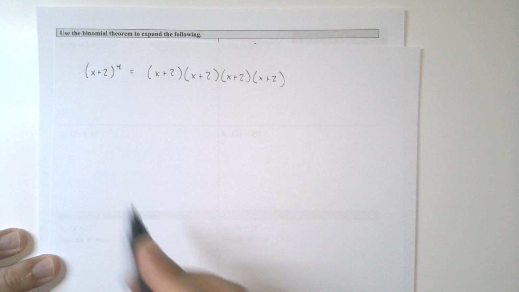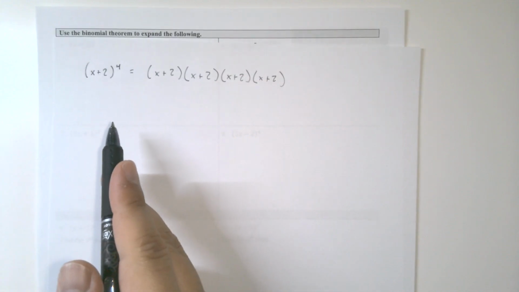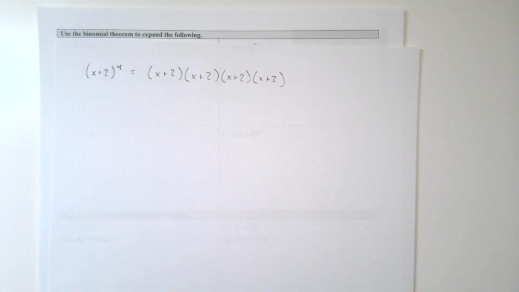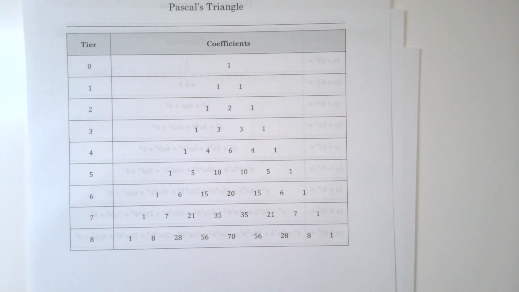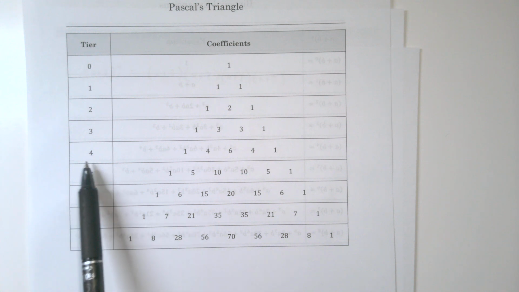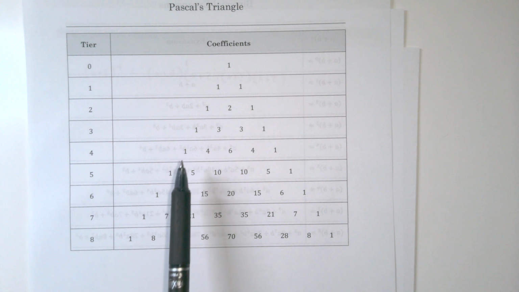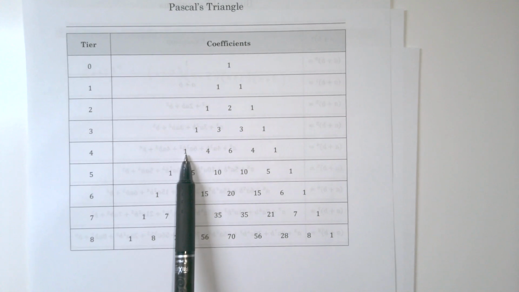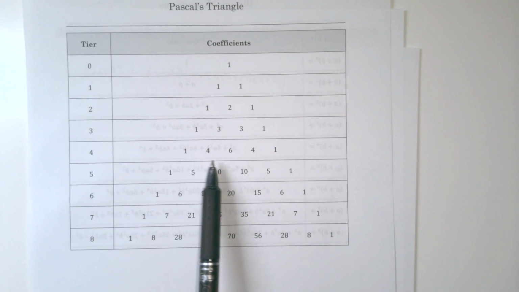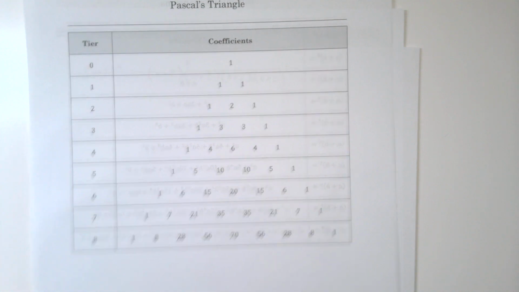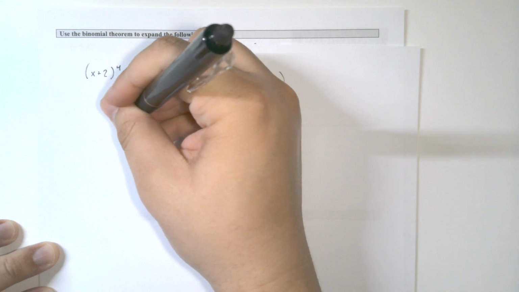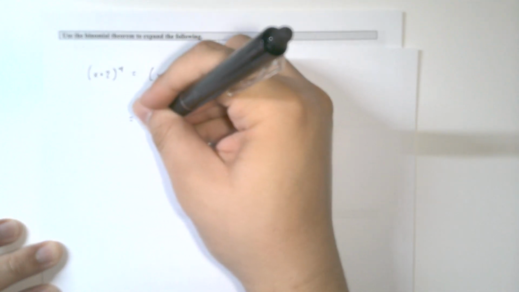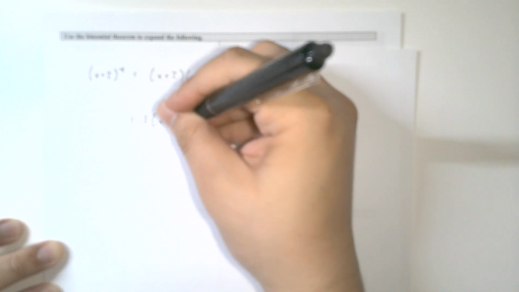And so how I like to do this, personally, is first we have to identify from Pascal's triangle which coefficients we want to use. So everyone should have this by now. This is Pascal's triangle. And since we're raising this to the fourth power, we want to use tier 4. And so our coefficients for our binomial expansion are 1, 4, 6, 4, 1. And so with that in mind, we can say that this is equal to 1 times x times 2.